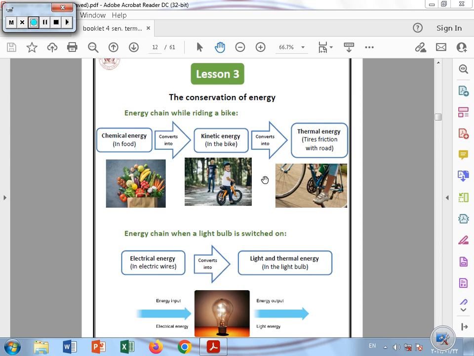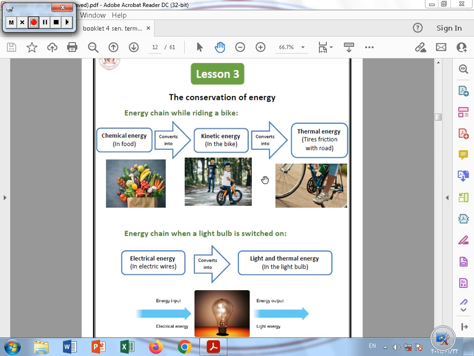Firstly, let's revise the energy chain. We said that the changing of energy from one form to another form is called the energy chain. If I'm talking about the energy chain while riding a bike, firstly the chemical energy stored inside the food is converted into kinetic energy inside the bike. And during the movement of the bike on the ground, thermal energy is produced due to the friction between the tires and the road.